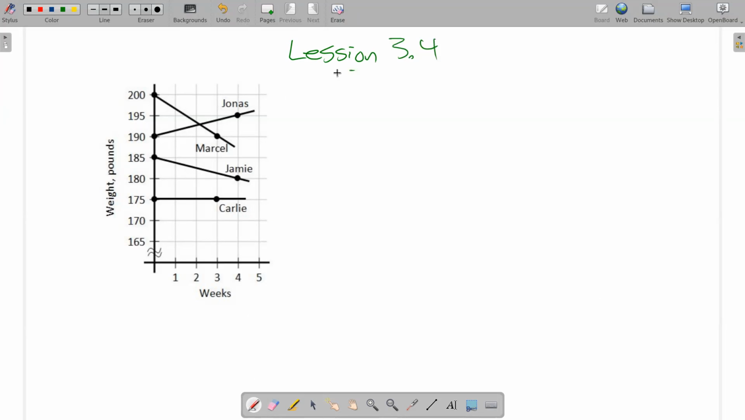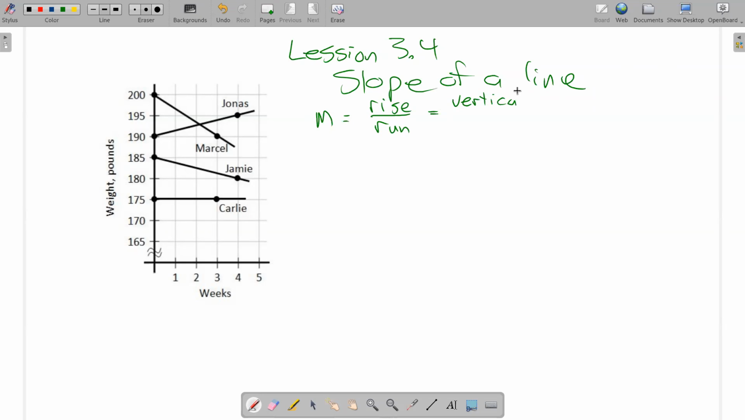Big idea here is slope of a line. We've talked about this a little bit. We usually use that letter to stand in for the word slope because math people are kind of lazy. They don't like to write a lot. Slope is often considered a rise over a run. That rise is some kind of vertical change, could be up or down. And the run is a horizontal change.